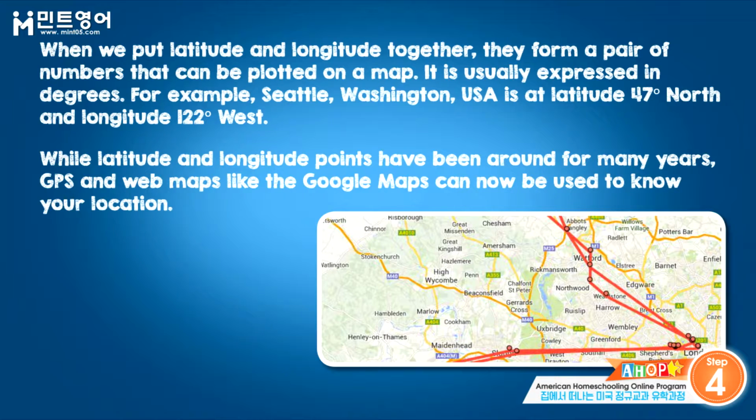While latitude and longitude points have been around for many years, GPS and web maps like the Google Maps can now be used to know your location. 예전에는 경도와 위도로 사용을 했는데요. 이제는 위치를 찾으실 때 GPS나 구글 맵을 통해서 찾을 수 있다고 합니다.